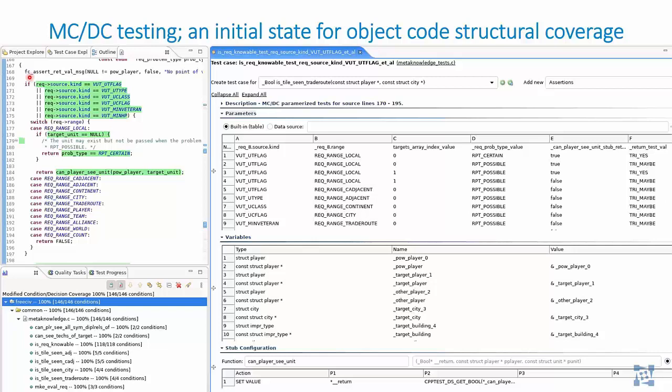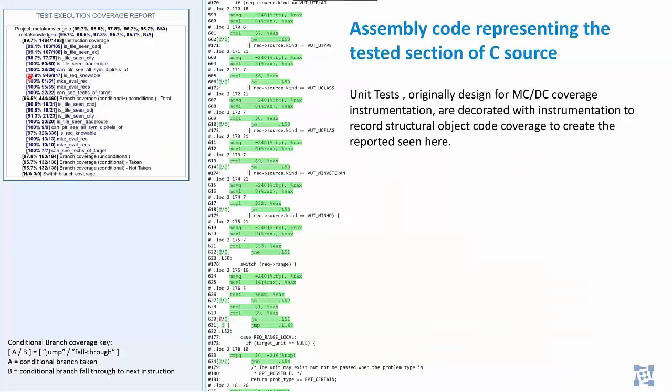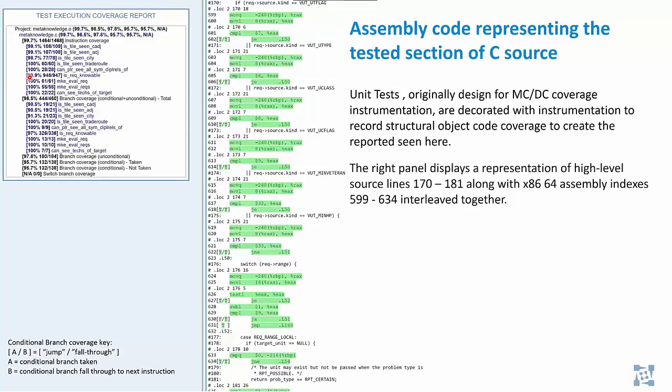If we take the same unit test with the same parameterizations instrumented at the assembly level, we can produce this report here. This report shows the interleaving for the lines 170 through 181 of the original high-level source code for isRecknowable, as well as the x86-64 assemblies with indexes from 599 to 634.